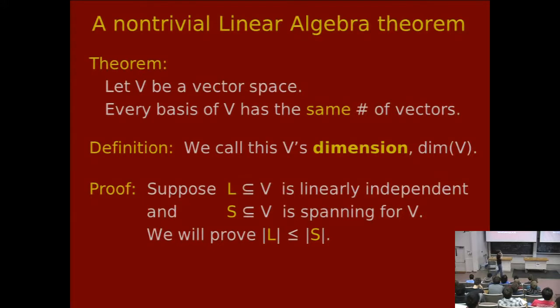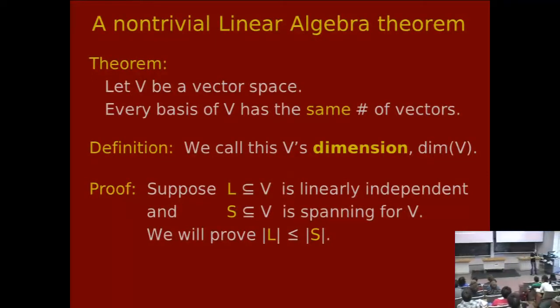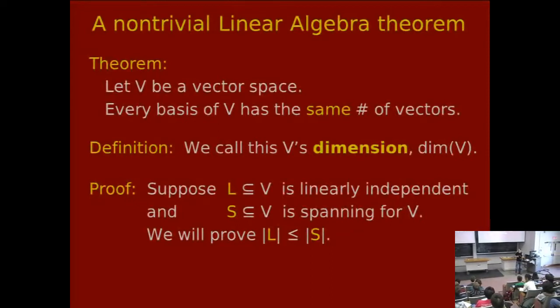Okay, so let me ask this question again. Suppose I prove this. Why does it show that every basis has the same number of vectors? I'll remind you what a basis is. It's a set of vectors that spans the space and is linearly independent. Yeah. That's right.